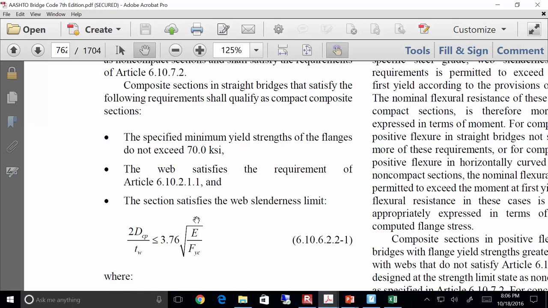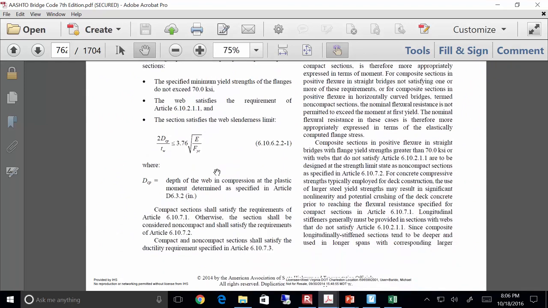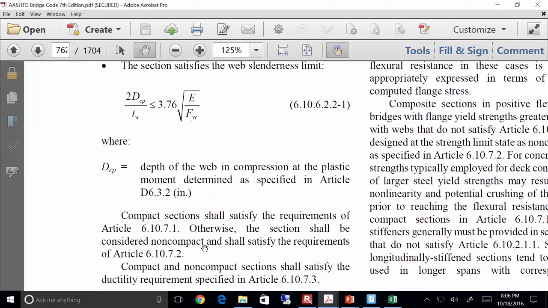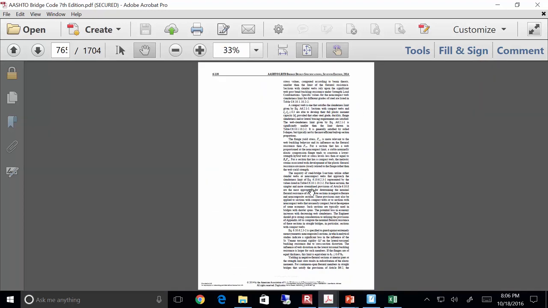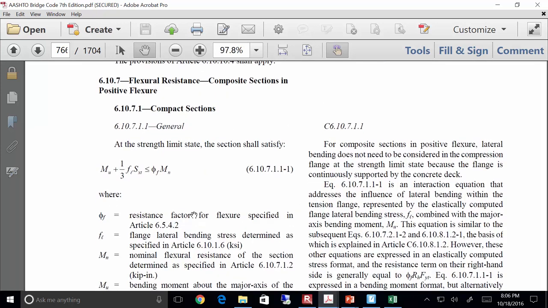Now, excuse me. All right. If you scroll down a little bit, it says compact sections shall satisfy the requirements of 610.7.1. Otherwise, it'll be non-compact and you use 610.7.2. Sound good? So let's start turning pages. And we get to right here. Flexural resistance, composite sections and positive flexure. So at the strength limit state, we shall satisfy the following. Mu has to be less than or equal to phi Mn.